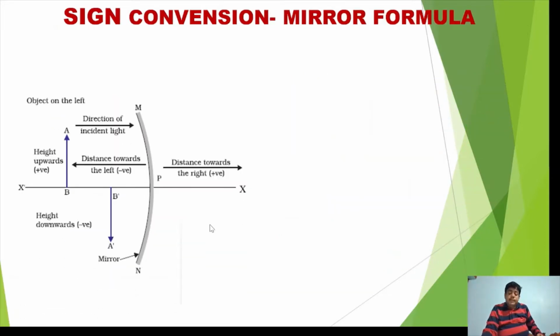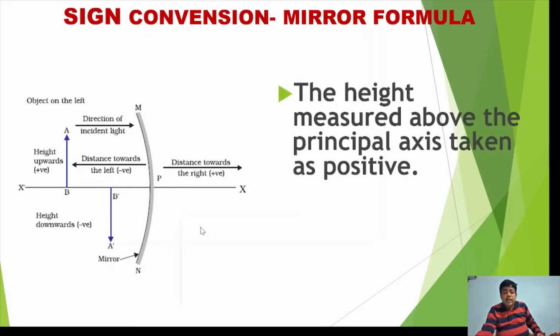Then another point is that the height measured above the principal axis is taken as positive. This is the principal axis, and here B is the object, which is above the principal axis, so it is always taken as positive, right?